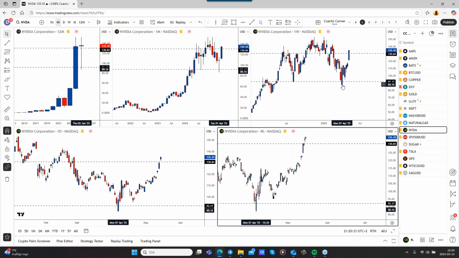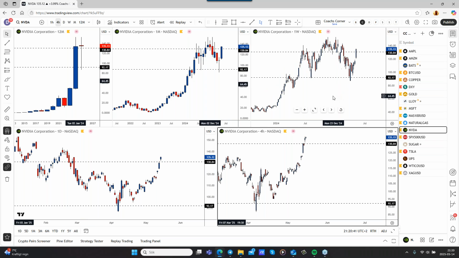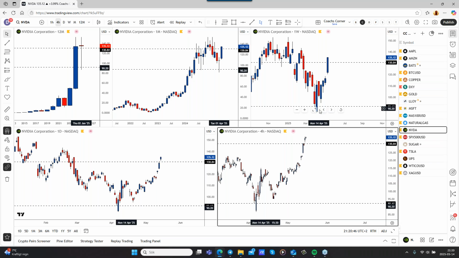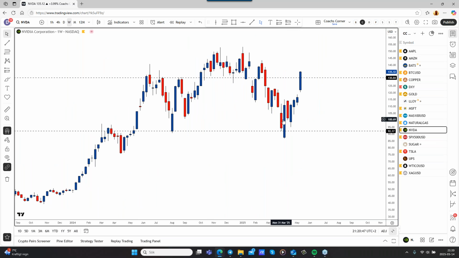The same day, Monday the 7th of April, when we hit that support level on S&P, this went up, okay? And you also have a very strong candle action. Do you see how this weekly candle was engulfing the previous one? That's a strong signal, okay?